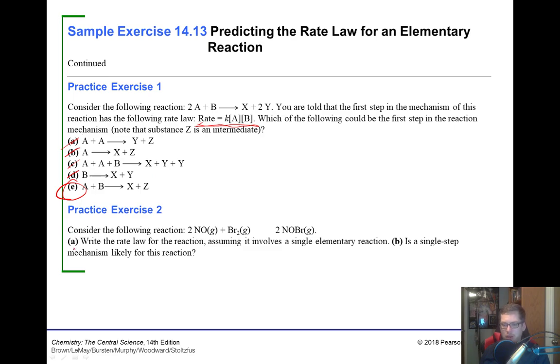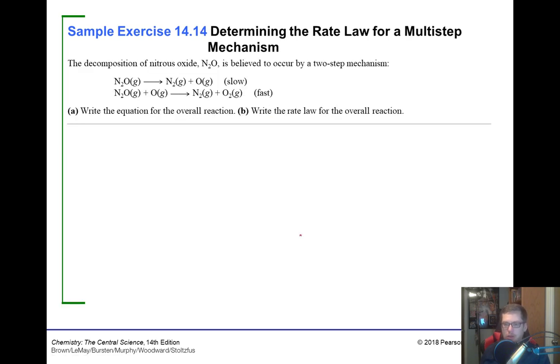All right, whatever. Then it says, consider the following reaction. This goes to this. Write the rate law for the reaction, assuming it involves a single elementary reaction. So that would be rate is equal to k times NO squared times Br2. Is a single step mechanism likely for this reaction? Well, no way. It's termolecular. Nope.